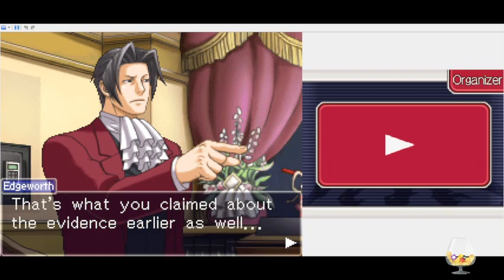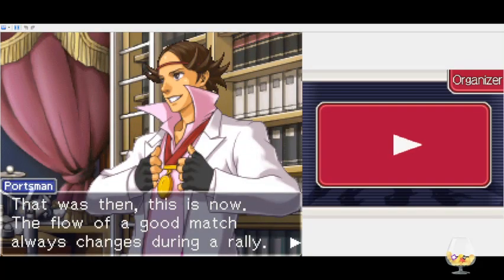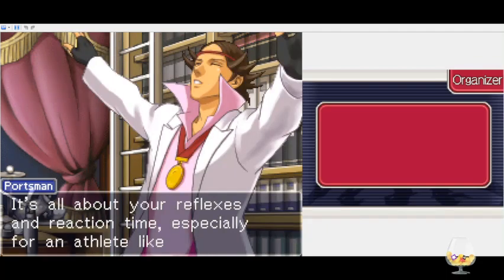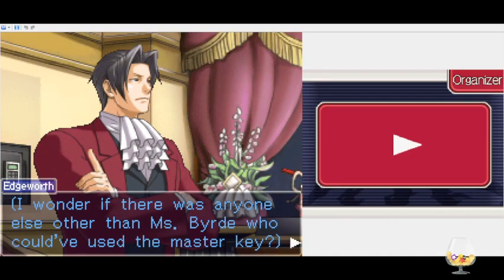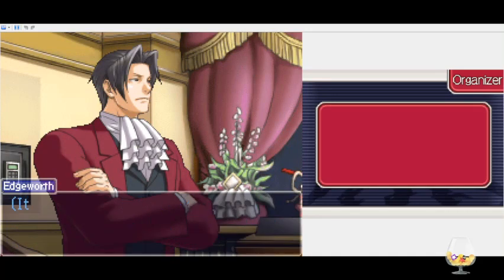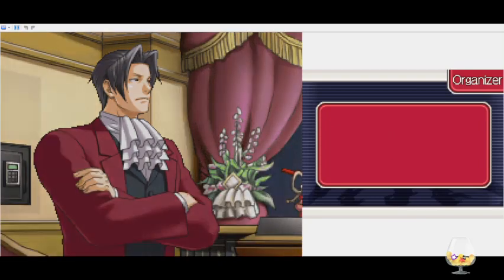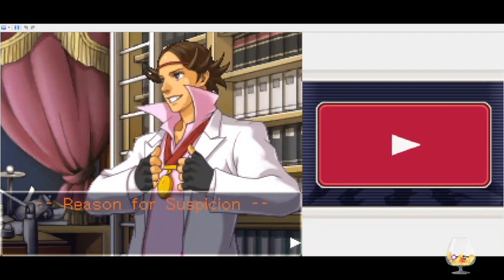That's what you claimed about the evidence earlier as well. That was then, this is now. The flow of a good match always changes during a rally. It's all about your reflexes and reaction time, especially for an athlete like me. I wonder if there was anyone else other than Ms. Bird who could have used the master key. It seems the only way to get Mr. Portman to give more details is to press him. Yeah, if there was a master key, the killer could have used it too.